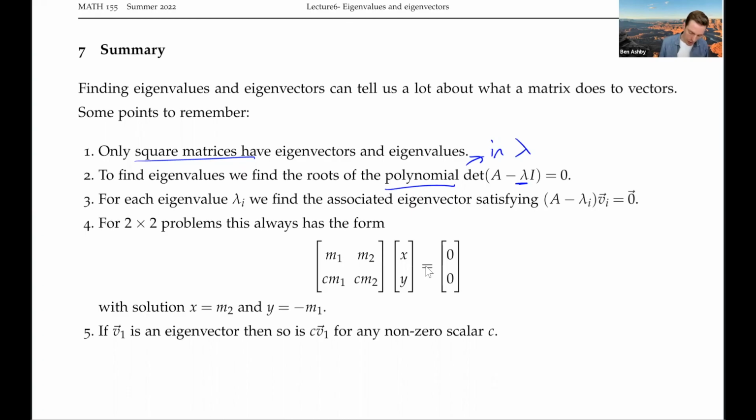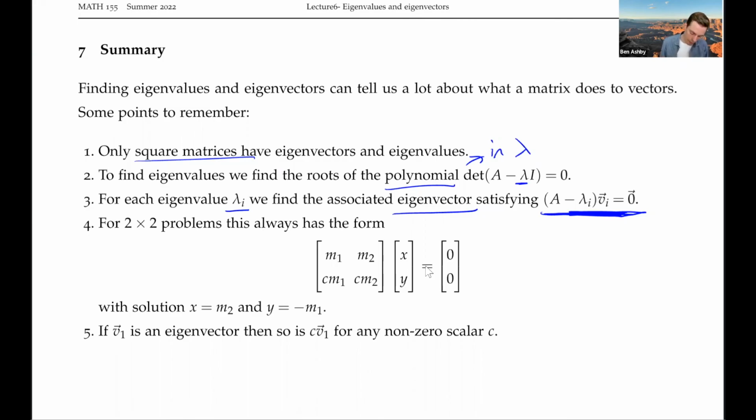And for each lambda i, we then can work out its associated eigenvector. So remember that each eigenvalue has an eigenvector associated with it. And for a 2 by 2 system, you'll always have 2 eigenvalues and 2 eigenvectors. And that satisfies this equation here. So when we pair our eigenvalue with our eigenvector, then we are able to solve this equation here. And if we have 2 by 2 problems, then we can always write them in this form for our eigenvectors.